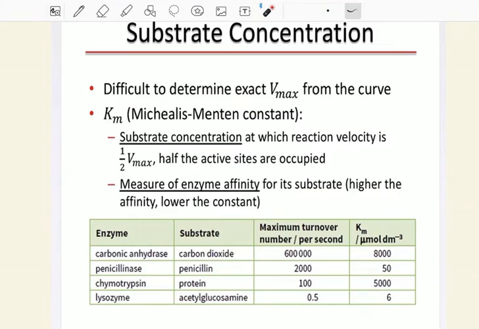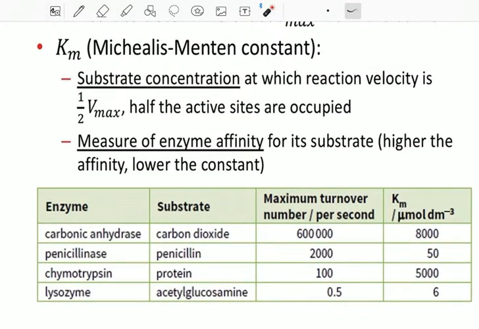There can be enzymes, as you can see in this table. I think we studied this table last time, which can have a high Vmax and a low Km at the same time. So these are two separate entities which are giving us different kinds of information for an enzyme catalyzed reaction. To sum up, we can say Km is that substrate concentration at which the reaction velocity is half its Vmax and half the active sites are occupied. If any enzyme has a low Km, it means the affinity of that enzyme for the substrate is high and vice versa. And we can see that in this table.